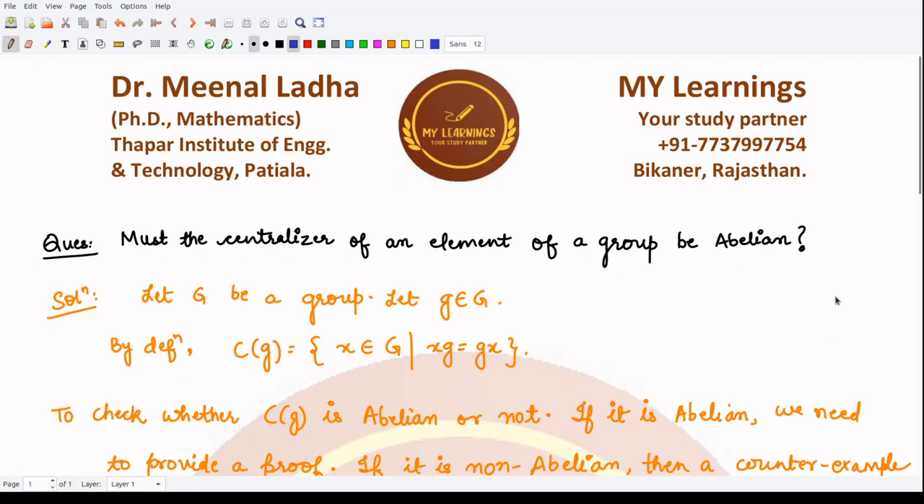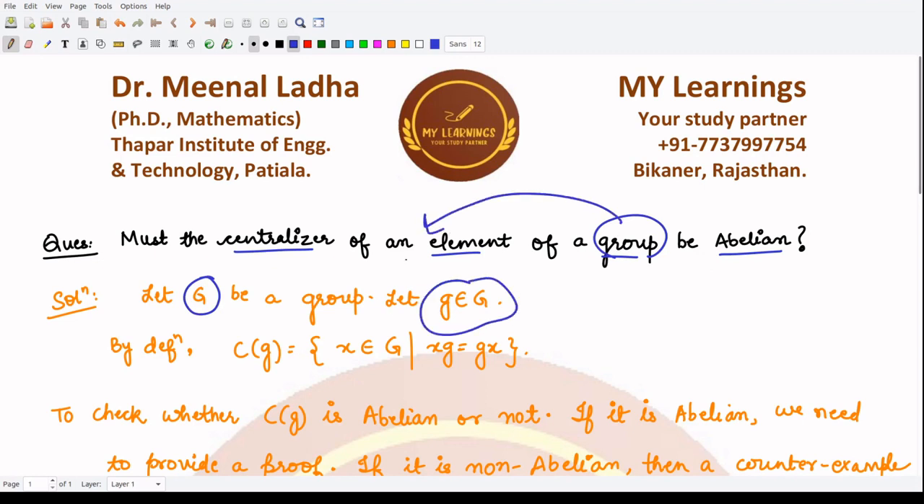In this video we'll be solving this question about the centralizer of an element of a group. They are asking, is it necessary that the centralizer of some element of some group should be abelian? Is it necessarily true? For that, let's take the group to be G, and within this group, let's take an element, let's call it small g. Now what would be the centralizer of this particular element?